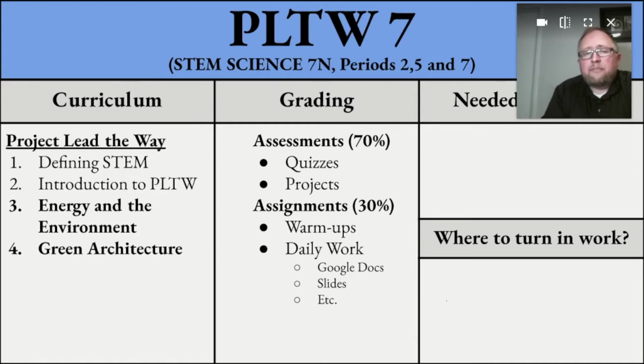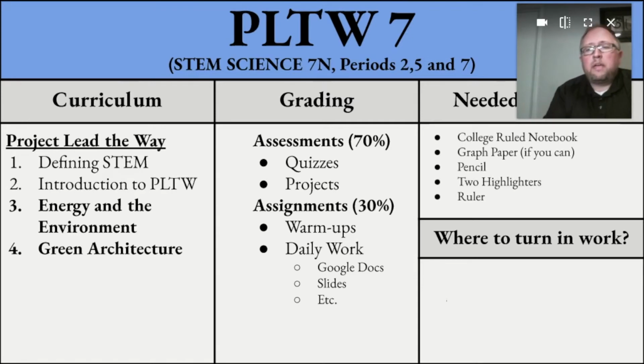Just like in science, everything will be labeled as an assessment or an assignment, so you know how much that project or assignment's weighted. Needed materials in this class: college ruled notebook, graph paper if you can, it'll help when we do some sketching, pencil, 2 highlighters, ruler. When it comes to the college ruled notebook, that was one of the needed materials for science.